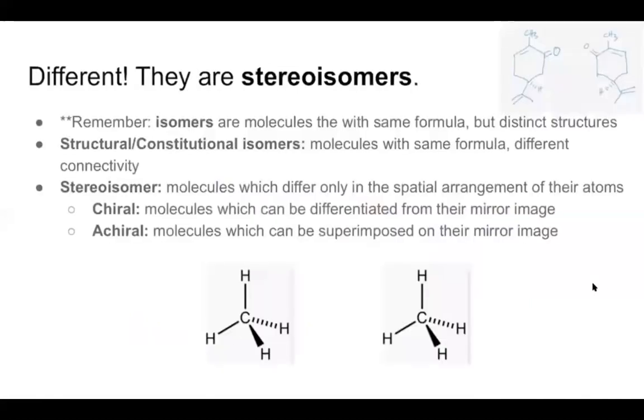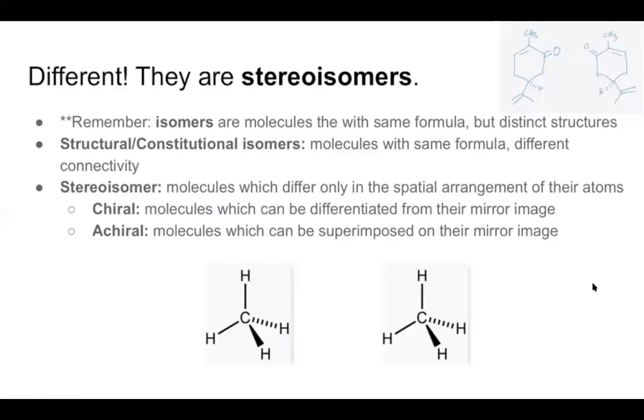So the molecules that I just talked about are what's known as stereoisomers. I'm sure you remember from Chem 2070 that molecules that have the same formula but distinct structures are known as isomers. Examples of isomers include glucose and fructose, two different sugars that have the same formula but different structures and, I believe, different properties.